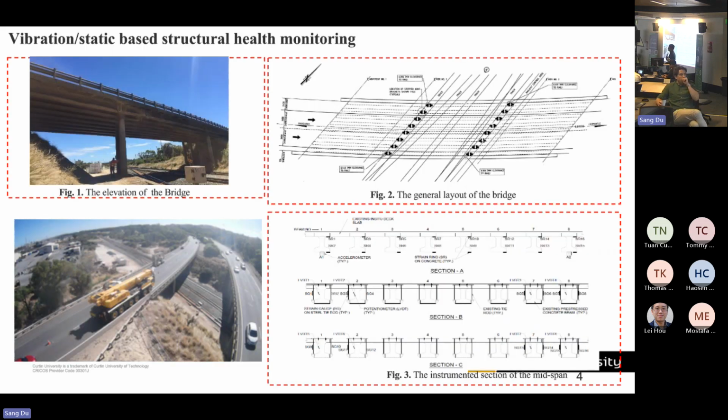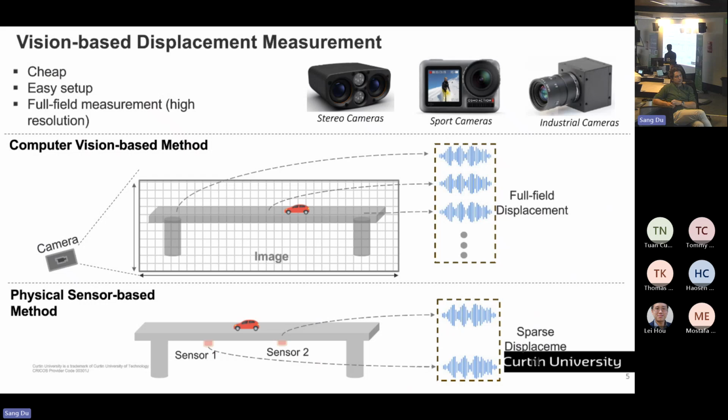This is an example. We collaborate with Main Roads Western Australia on monitoring a highway bridge in Rockingham. As you can see, limited sensors are installed on several typical sections of this bridge to monitor the joint connections. And we only collect data on some triggered heavy loading events. So that means we have a limited number of sensors and limited data for the analysis.